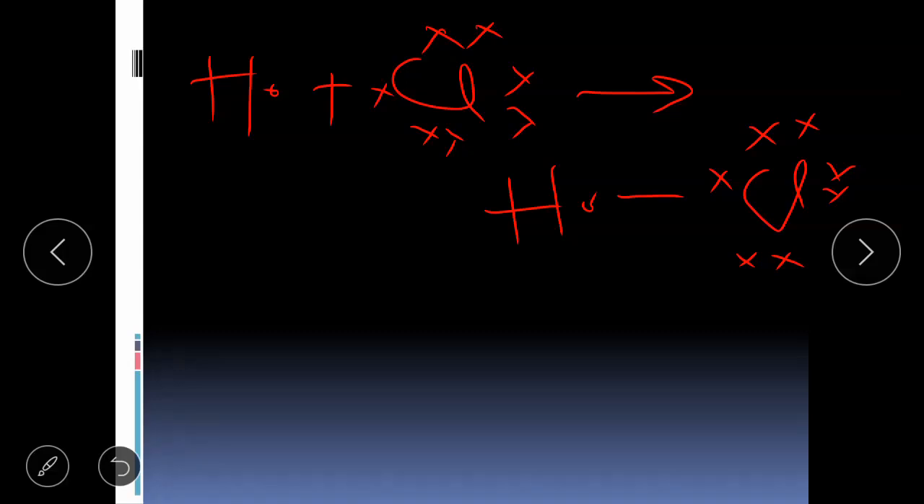So for example, in case of CH4, this is the structure for CH4. So what will happen? Here also all single covalent bonds are present. So CH4 is also another example of a single covalent bond.